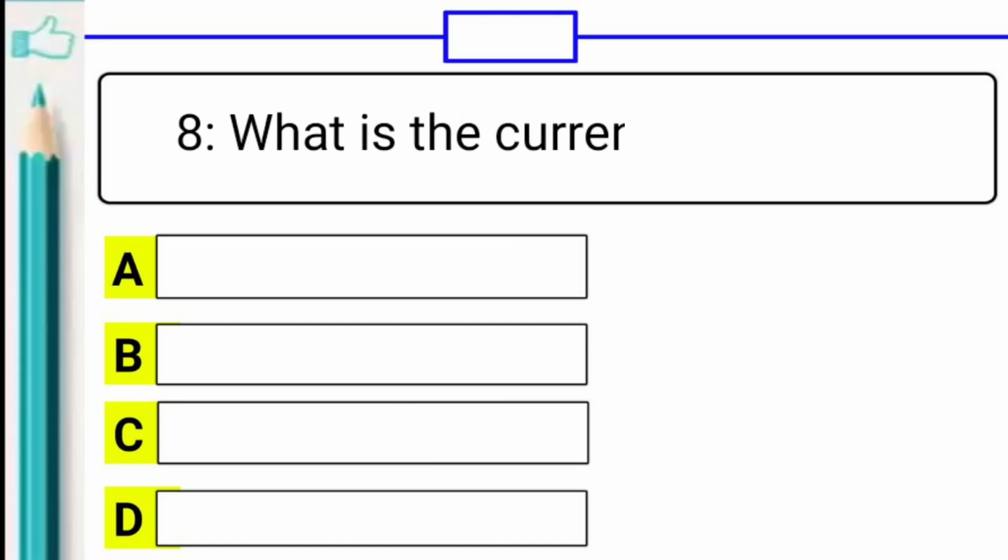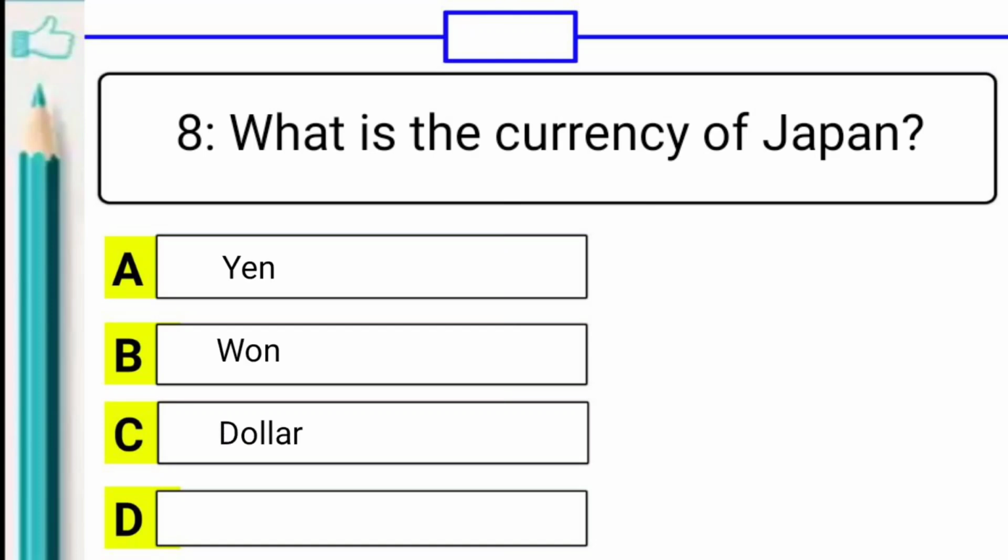Question 8. What is the currency of Japan? A. Yen. B. Won. C. Dollar. D. Euro.